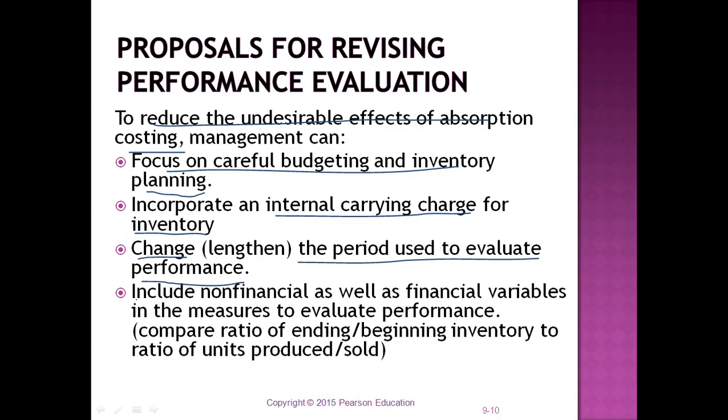And finally, when you're doing performance evaluation of managers, make sure that you're not keeping only the financial aspect but also include some non-financial aspect. For example, in addition to considering the operating income, you can also consider some other ratios like beginning to ending inventory ratio, or any other ratio like a number of units produced divided by the number of units sold, so that the managers avoid taking advantage of the limitations of absorption costing for maybe misguiding their investors.